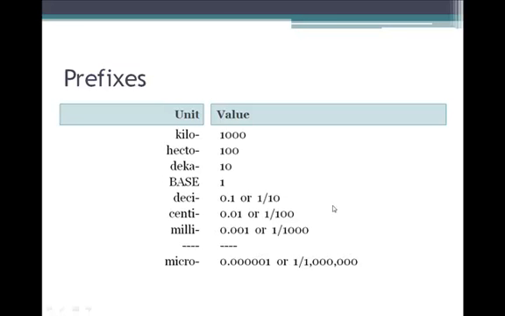The prefixes are given as kilo, hecto, deca, and then whatever the base is, that's either the grams or meters or liters. The kilo, hecto, and deca are larger by some factor of power of 10. The deci, centi, and milli are less than the base by, again, a factor of some power of 10, and then the micro is smaller than the base by a million times.